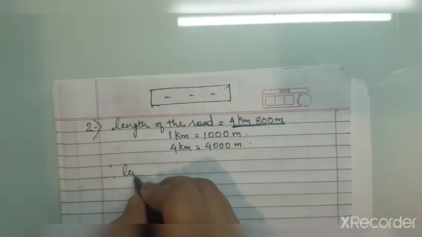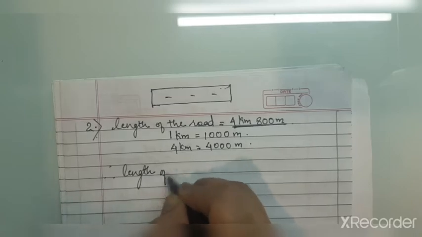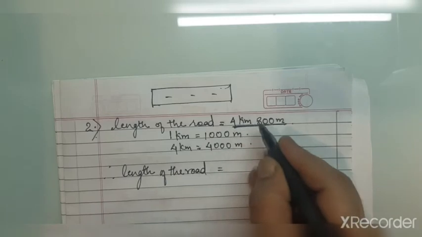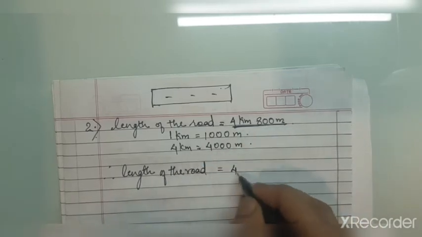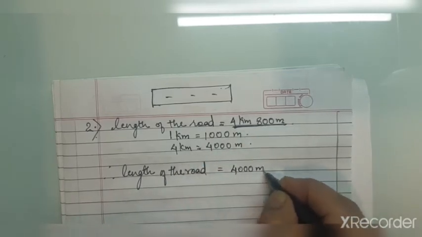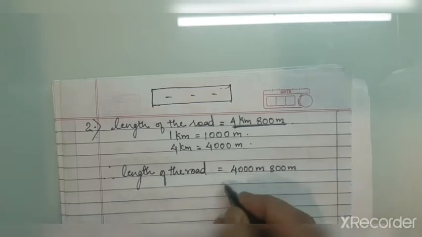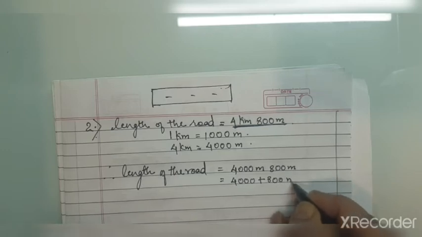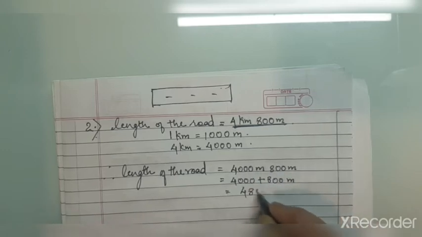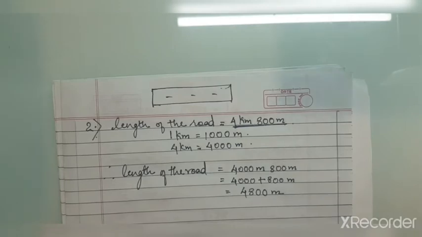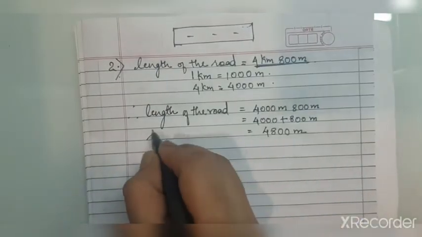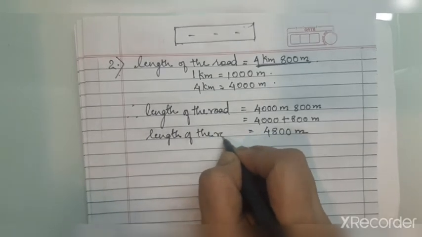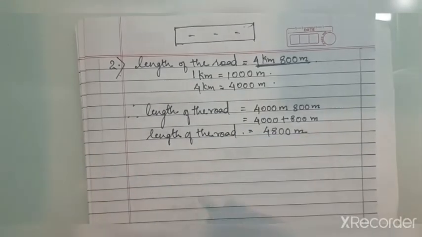Therefore, the length of the road, instead of 4 kilometers, we will write 4000 meters and 800 meters. So that is equal to 4000 plus 800 meters together is 4800 meters. Okay, so in this way we have converted the length of the road in meters. The reason is they have given the interval between the trees.